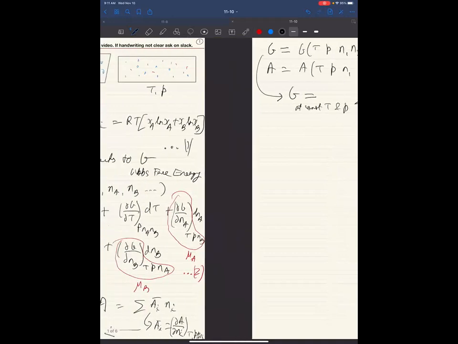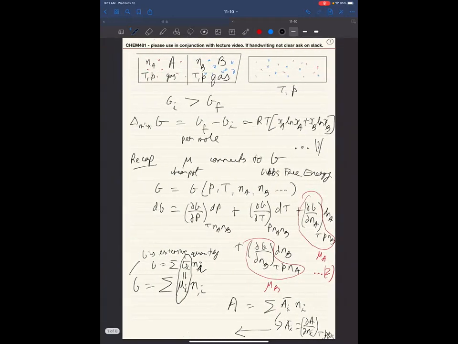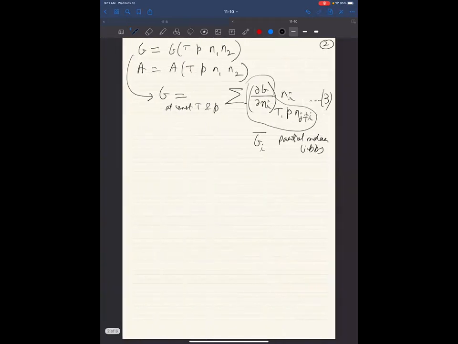I'm doing a recap because this is something that we saw and clearly many of us, all of us, have probably forgotten because it just snuck in. Now, if you compare 3 to 2, you can see that differentiating G with respect to N, keeping temperature, pressure, and other things constant, is the same as what we have over here. Therefore, mu i is equal to Gi bar. Mu i is equal to the partial molar Gibbs free energy.